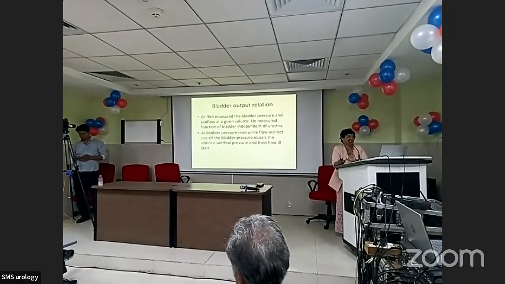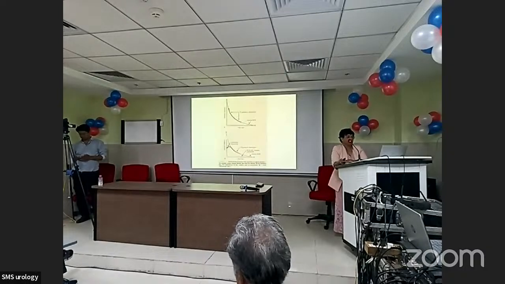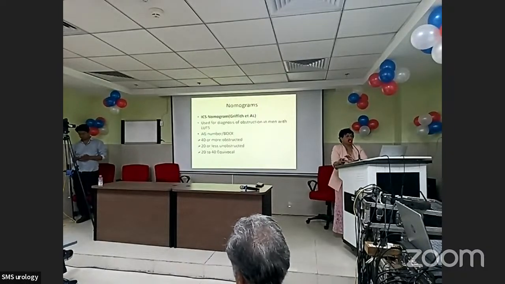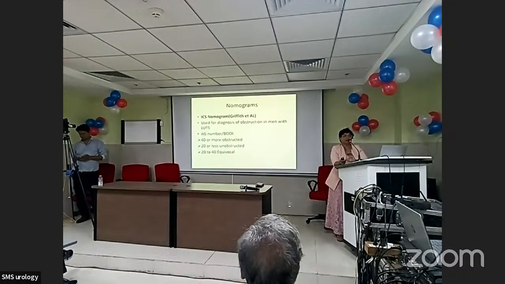And he measured this, he thought that this is the function of the bladder which can be measured independent of the urine. And so when the bladder pressure rises, the urine flow will not rise till the bladder pressure equals the intrinsic urethral pressure. Only then the flow will start. So this was his principle on which he based this bladder output reaction. And that's why he developed this nomogram. So have you understood what I was trying to say?